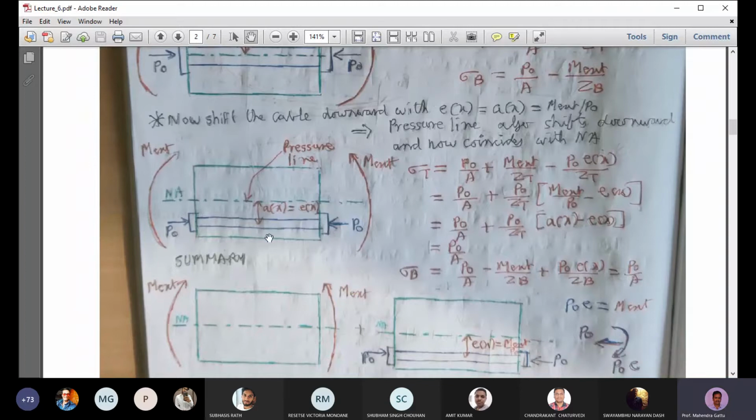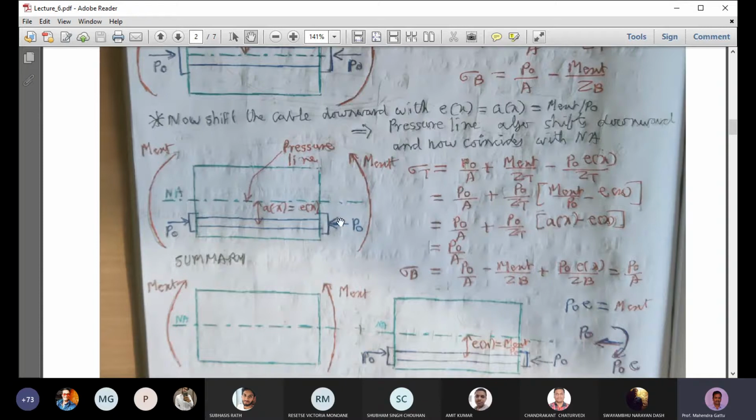So for this configuration, if you look at the stress at the top fiber and at the bottom fiber, this is the pressure line. If you calculate the stress at any cross section, it should be P naught by A, because the resultant compression force is acting at the neutral axis location. So at any cross section, the stress value will be P naught by A, either at the top or at the bottom. We can check that once more manually.